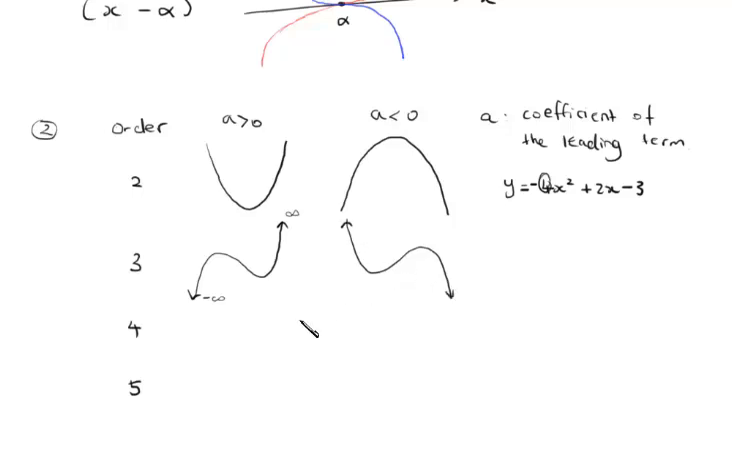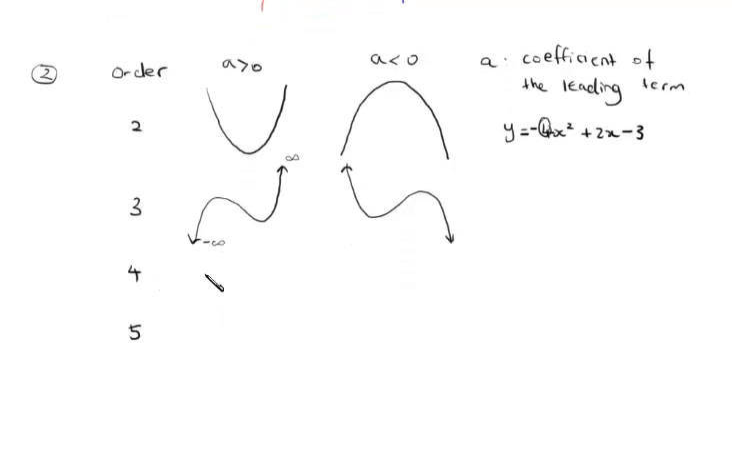So that's the general shape. For quadratic, it will look like this. They both face the same direction, positive infinity and positive infinity. If A is negative, then it will tend to negative. Both tails will tend to negative infinity, and so on and so forth.